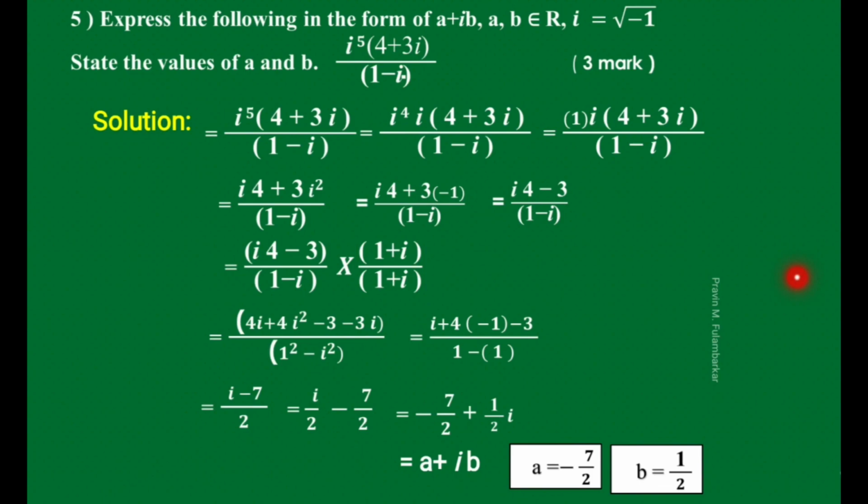And if you have any difficulty, you watch the next video. In that video we take similar examples to clear your concept about how to divide complex numbers, how to multiply, and how to reduce the power of iota which is greater than 4.